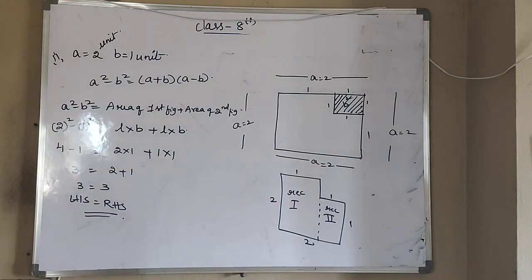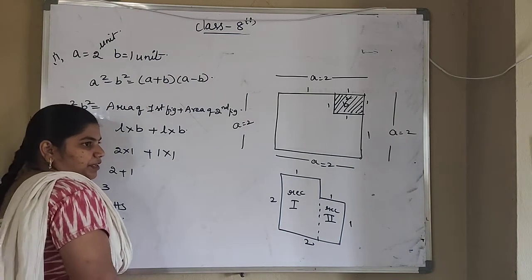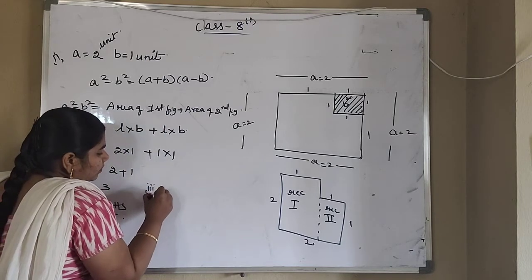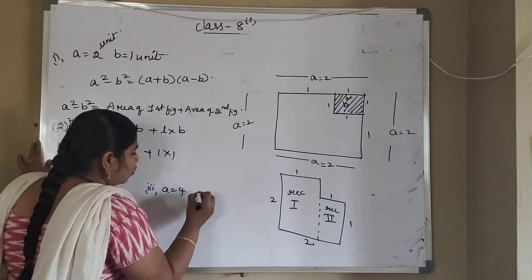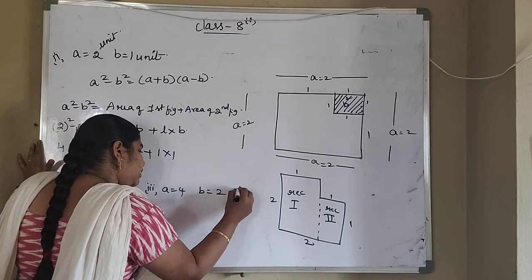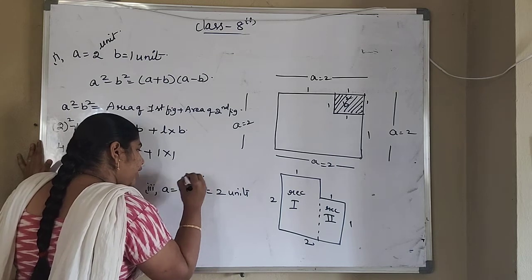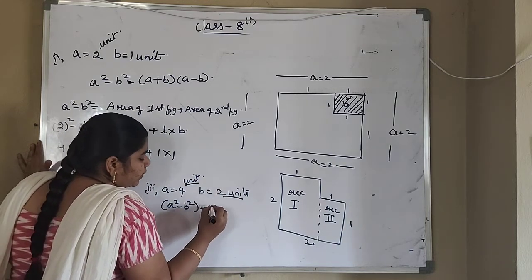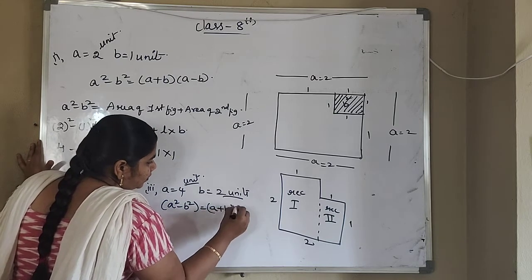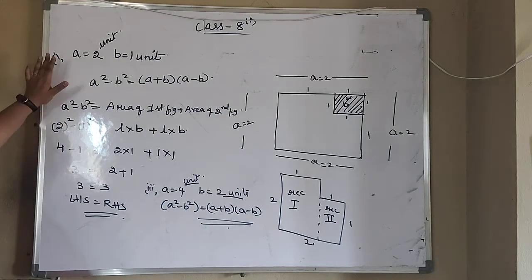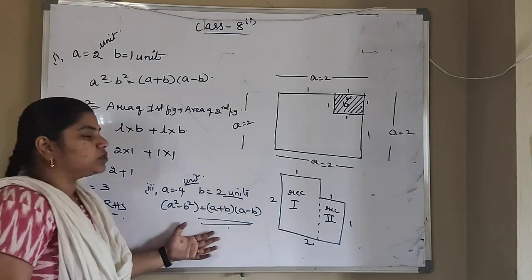So with this our chapter is completed. You take one homework here. For this third one, a is equals to 4, b is equals to 2 units. So with these given measurements you verify the geometrical verification of a square minus b square is equals to a plus b into a minus b. This one you do as homework. The same method you have to apply for this also.